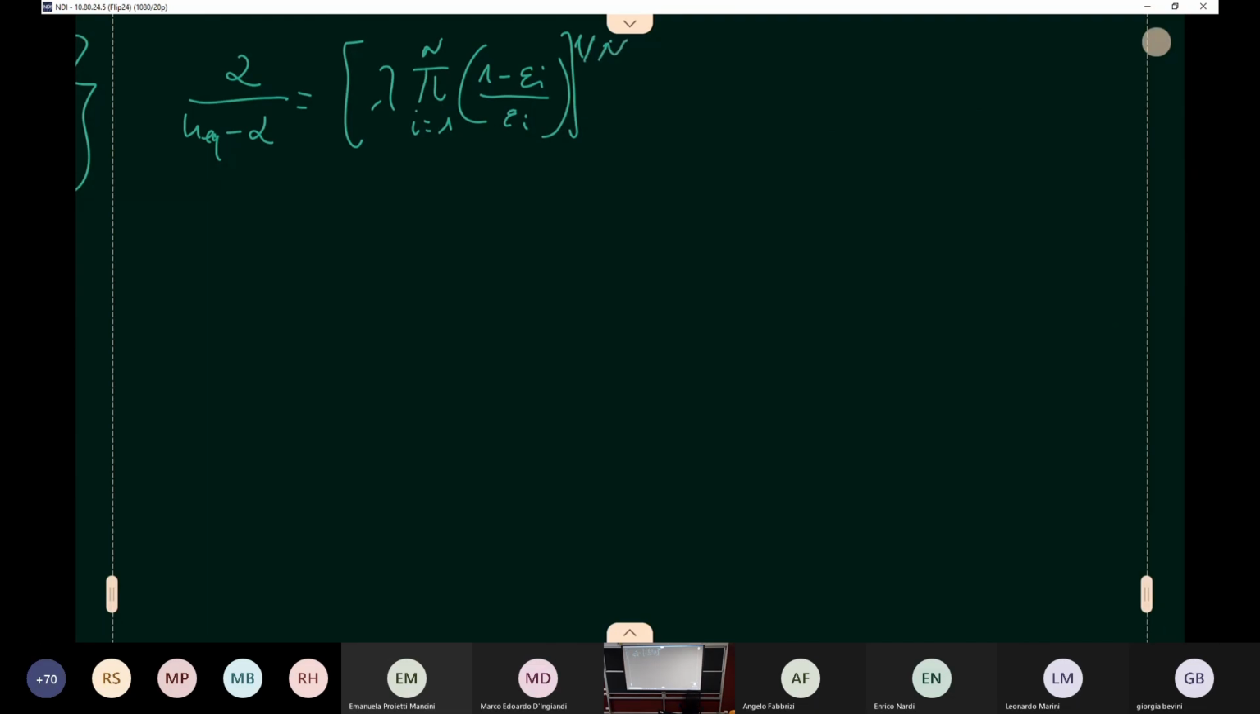Okay, we can at this point go back to the expression of lambda I, where we have exactly this term multiplied by epsilon over 1 minus epsilon. And we write that lambda as this expression.